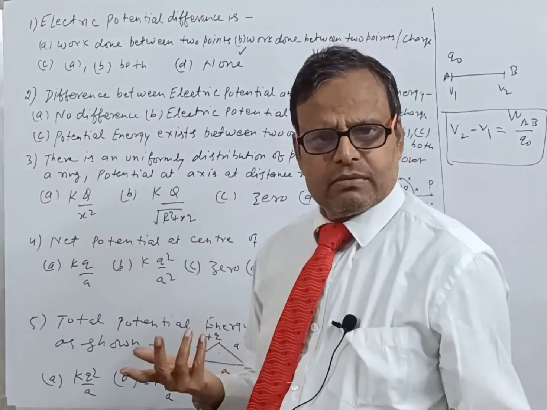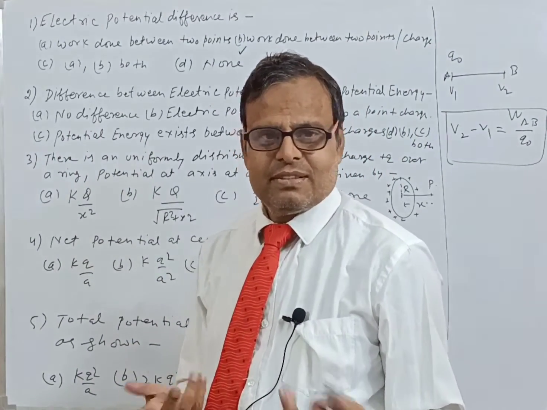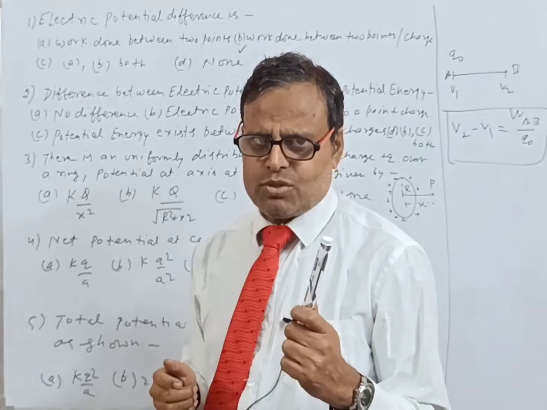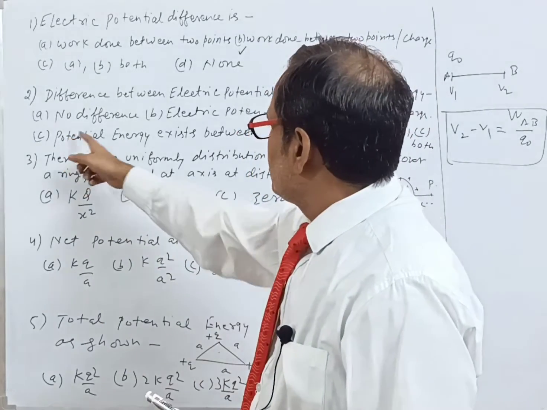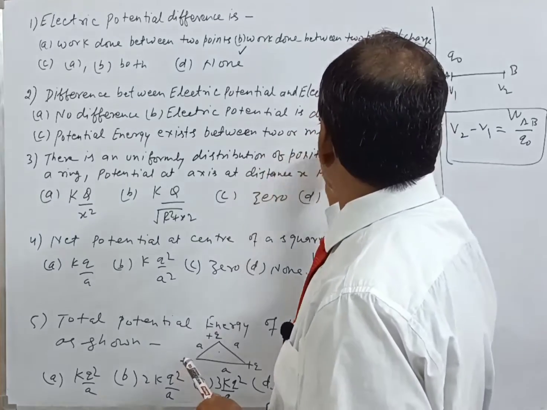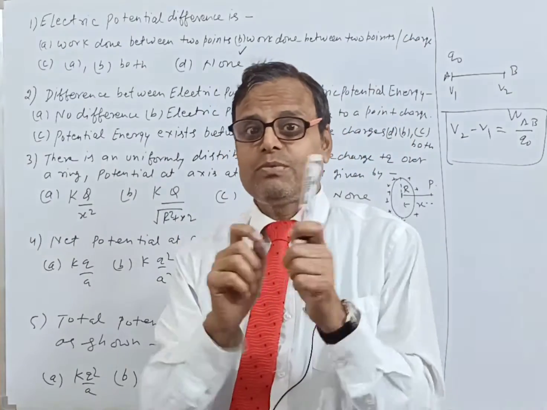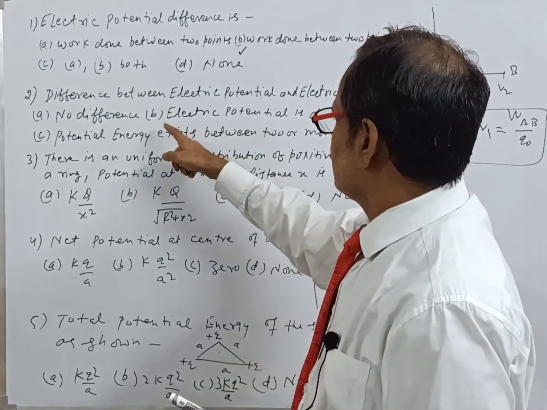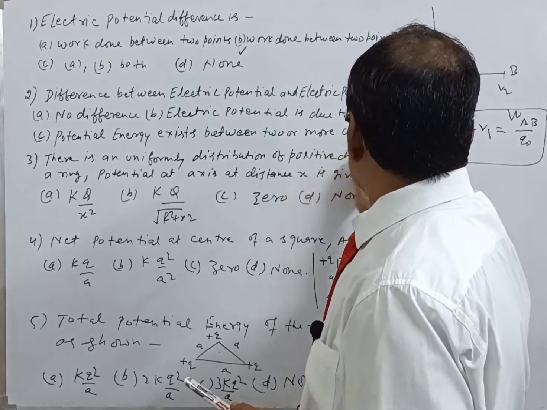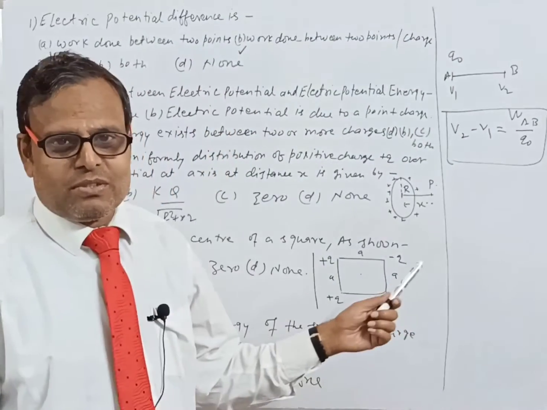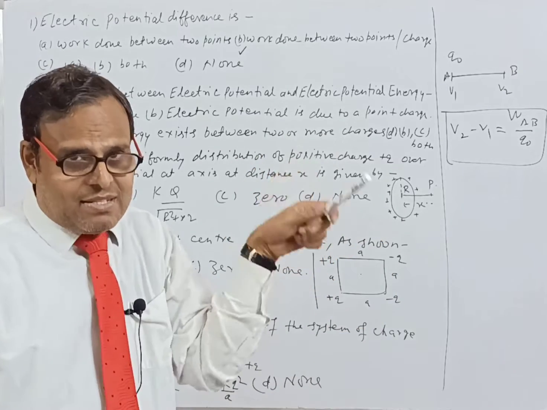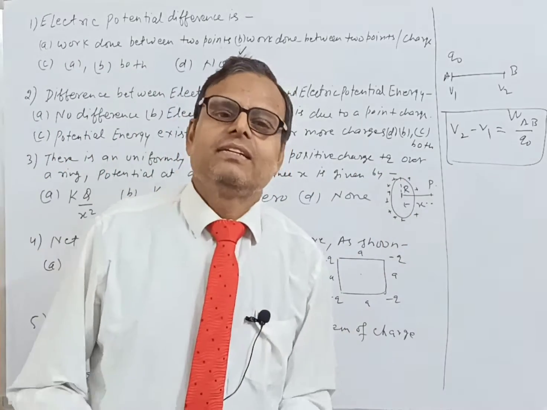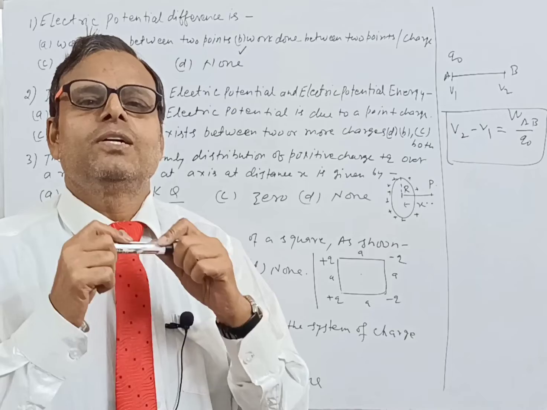So now come to the options. No difference? There is a difference. So this option will not be correct. Electric potential is due to a point charge. Obviously it is true as per definition. Potential energy exists between two or more charges. Obviously it is true. It is the issue between two charges or more than two charges. So B is correct here, C is correct here. Another option is B and C both. That means in option D, the accuracy of both B and C is mentioned. Therefore, option D is the true answer.